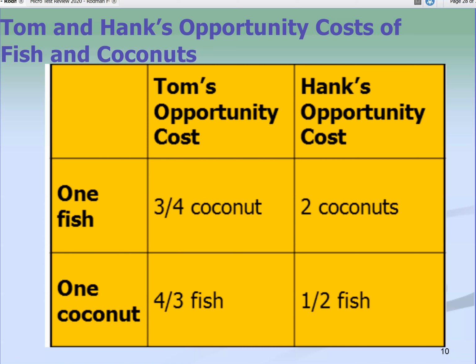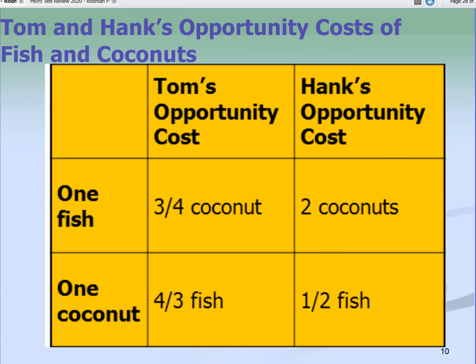So in this example, we see Tom's opportunity cost is only 3/4 of a coconut in terms of producing fish, where Hank's is 2 coconuts. So it's better for Tom to gather the fish, because he's giving up fewer coconuts than Hank would be in this instance. So that would be his comparative advantage. Now Hank's opportunity cost is only half of a fish in terms of gathering coconuts, where Tom's is 1 1/3 fish or 4/3 fish. So Hank should specialize in gathering coconuts, while Tom should specialize in fish.